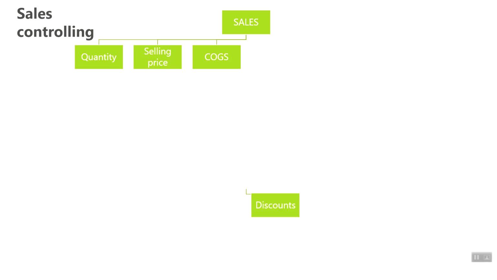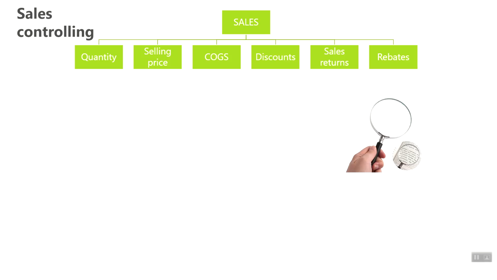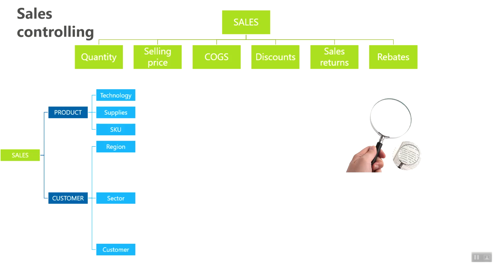And when we plan sales, there are various dimensions that we need to plan. First of all, we need to plan quantities, then we plan the selling price, cost of goods sold, various discounts and sales returns, and rebates. And if we want to do a further drill down to see how we plan the sales, then we can say that we plan sales by products and by customers. Then, once we plan products, we have to plan different product groups, and also for the customers, we plan customers by regions, sectors, or by individual customers.